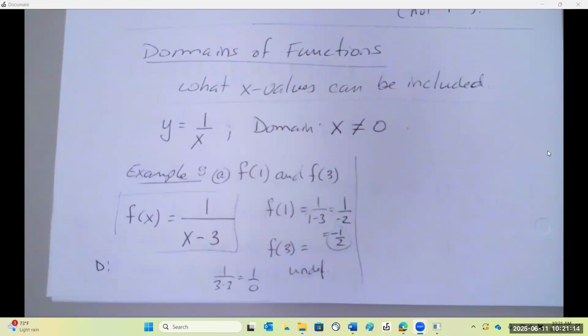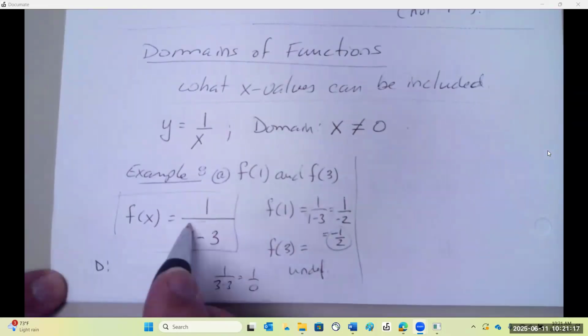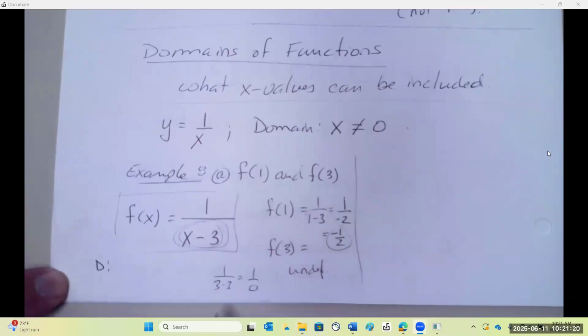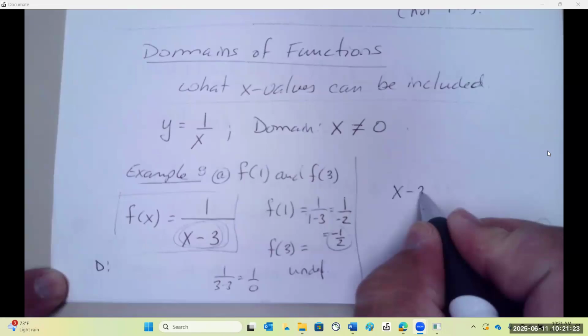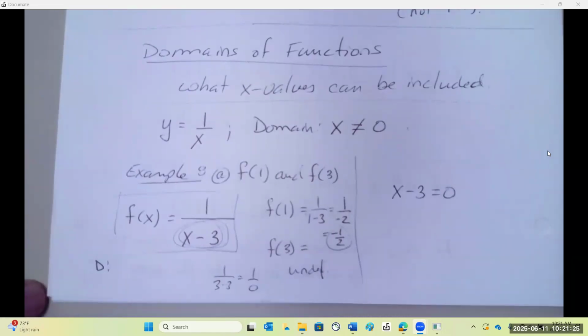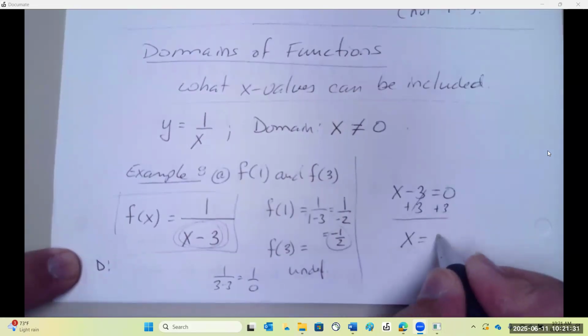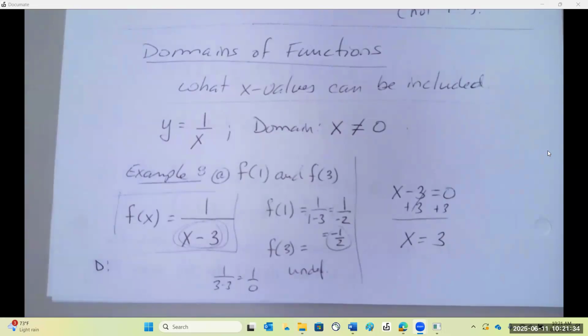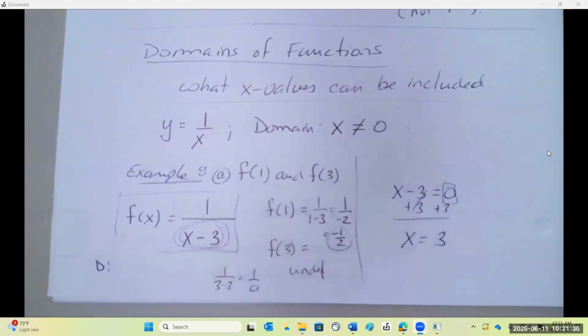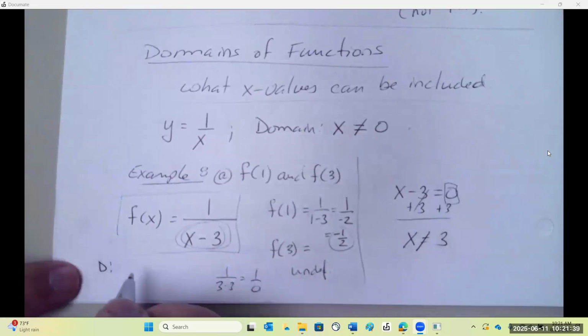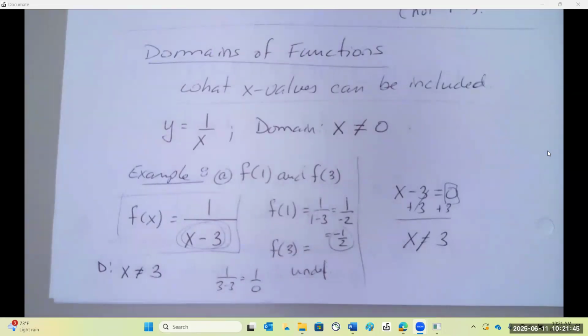Are there any restrictions? You cannot have what on the bottom? You cannot have 0 on the bottom. So I take the bottom, set it equal to 0. So if x equals 3, what happens? Then I get a 0 on the bottom. So my domain is x cannot equal positive 3. Whenever you have a fraction, take the bottom number, set it equal to 0, and solve for x's. These are the x's you cannot use.